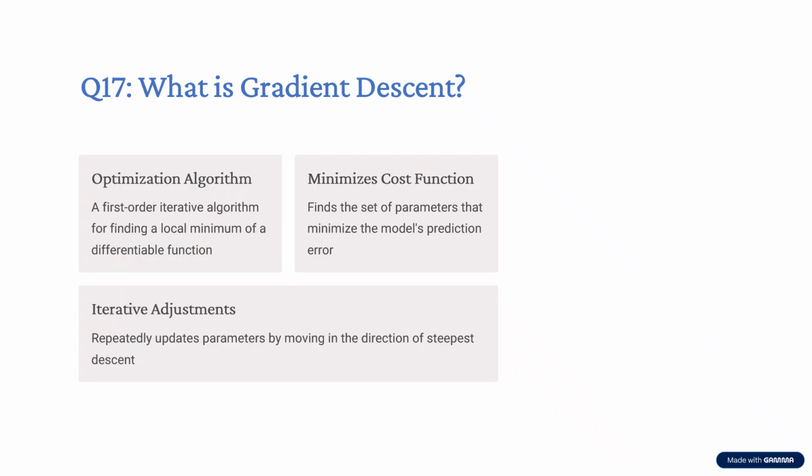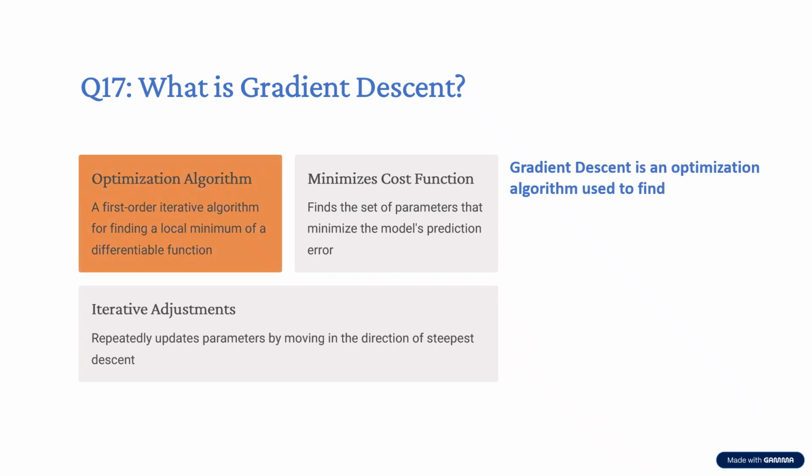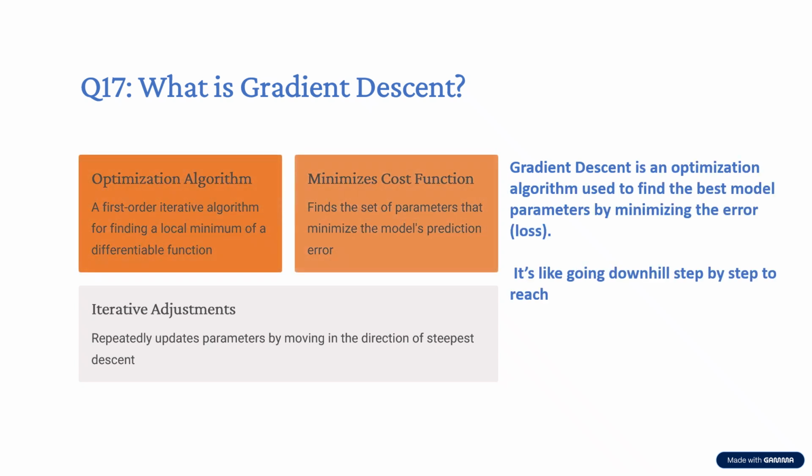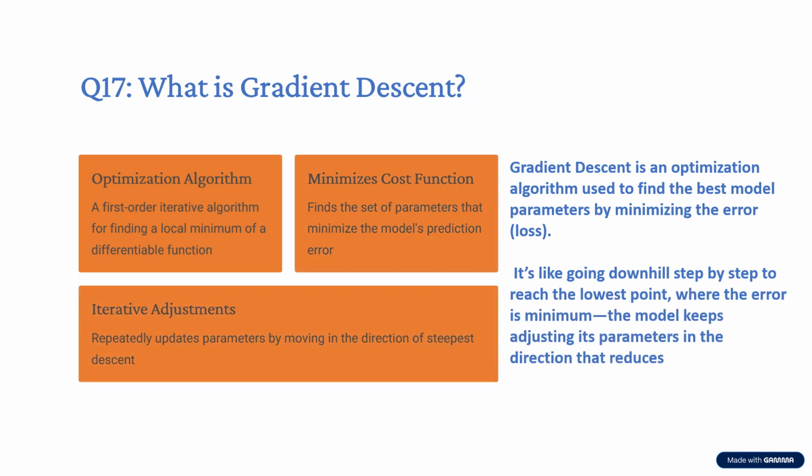Gradient descent is an optimization algorithm used to find the best model parameters by minimizing the error. It is like going downhill step by step to reach the lowest point where the error is minimum. The model keeps adjusting its parameters in the direction that reduces the error.